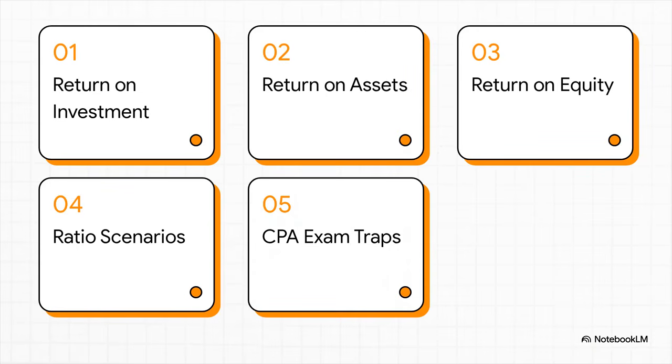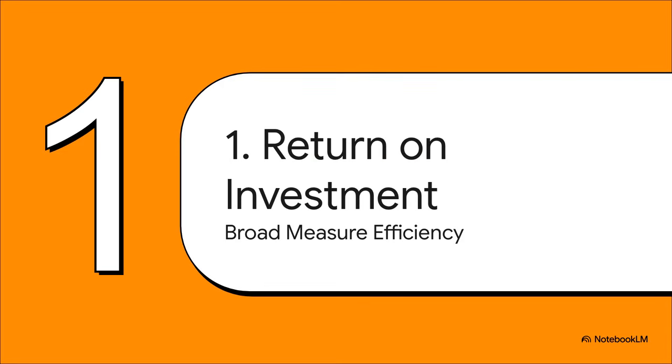All right, let's just dive right into our roadmap for today. We're going to cover 1. Return on investment, 2. Return on assets, 3. Return on equity, 4. We'll run through some ratio mini scenarios, and 5. We'll wrap up with common CPA exam traps. Starting off with Section 1, return on investment, which is really our broad measure of efficiency.